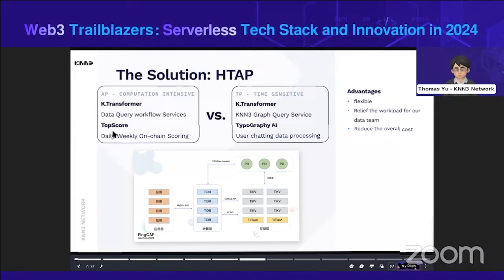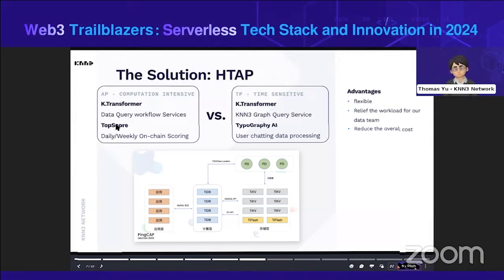And also we have TopScore, which is calculating people's credits, so-called credits or reputation, on different platforms. Let's say Lens or Snapshot or POAP or other social platforms. And that will also be calculated daily or weekly. Given the size of the fan base is large, the computation task will be very heavy.